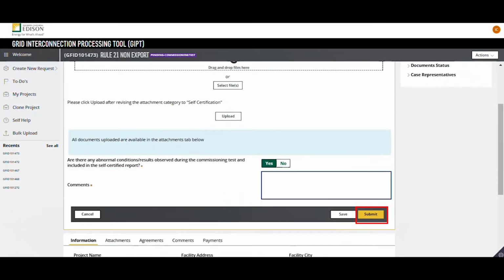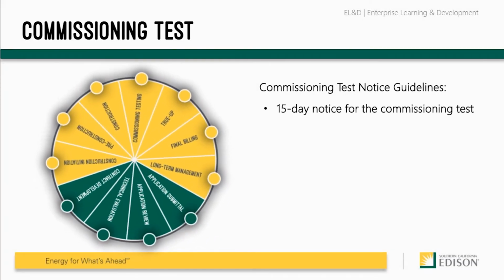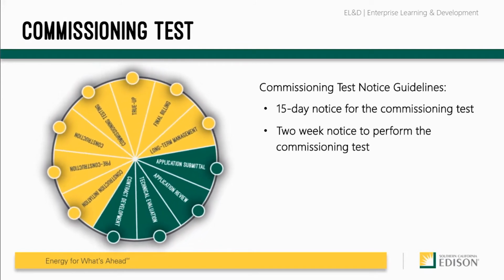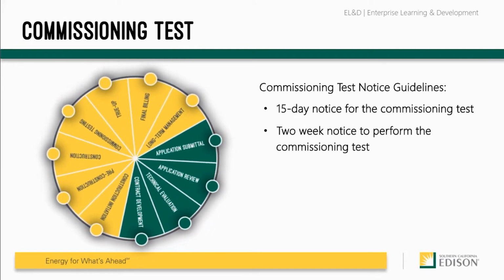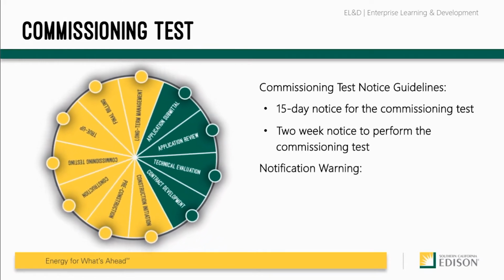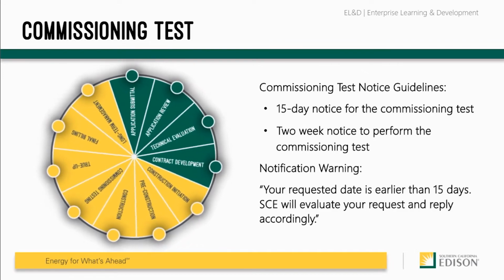Click Submit. SCE recommends that you provide a 15-day notice for the commissioning test and at least 2 weeks' notice to perform the commissioning test. If you select the date that is within 15 days, you will get a notification informing you that your request date is earlier than 15 days. SCE will evaluate your request and reply accordingly.